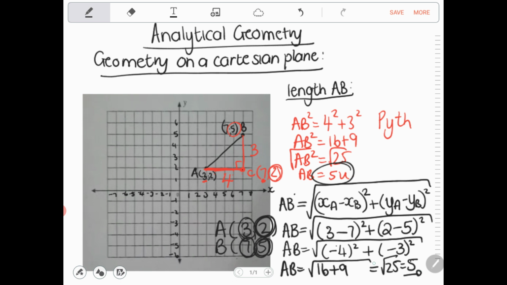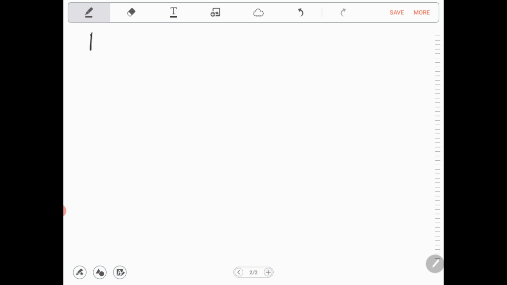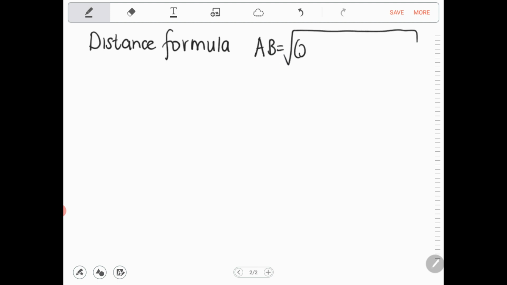Okay, so using this formula is just another way of using Pythagoras. It just means we don't have to draw all those lines. So we're going to remember that to find the distance between 2 points, we use a distance formula. And our distance formula is the length of AB is equal to the x at A minus the x at B squared plus the y at A minus the y at B squared. And if you square root that answer, you're going to get the length of AB.